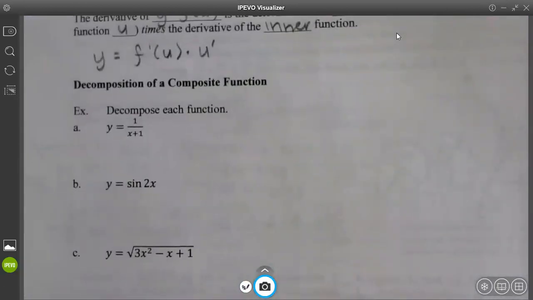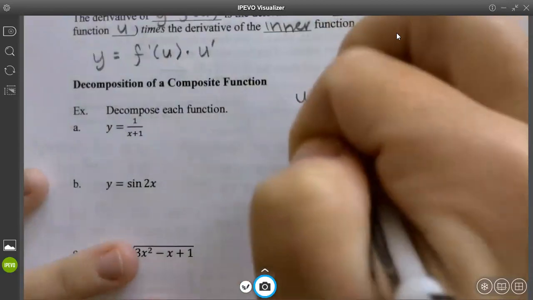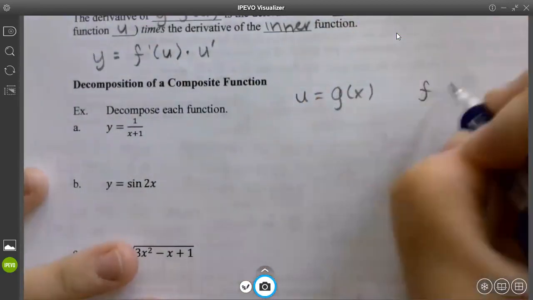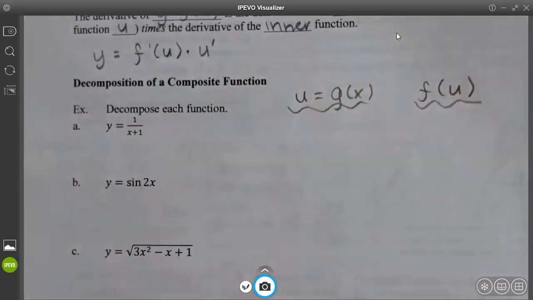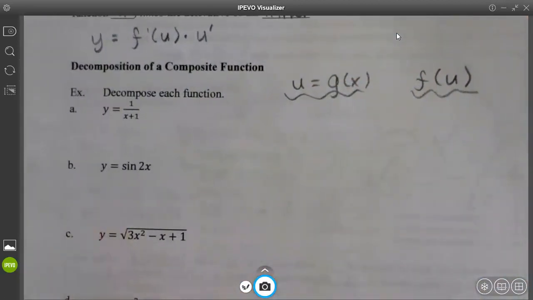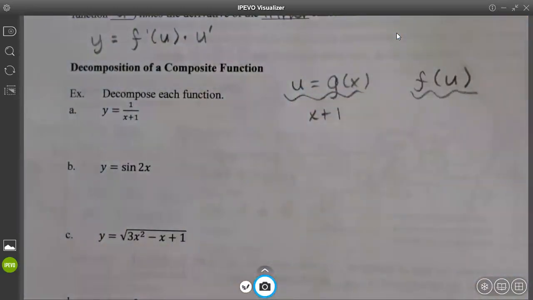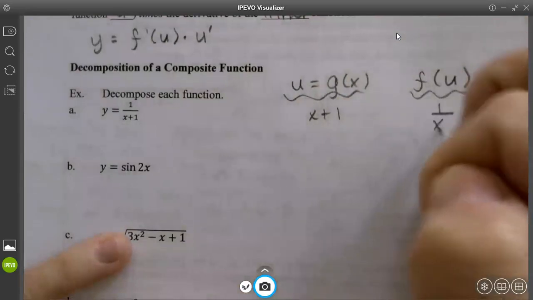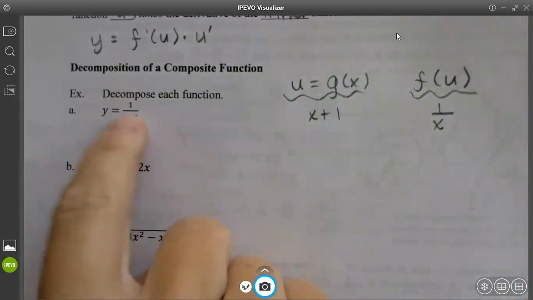So on these, we're not finding the derivative. We're just going to decompose and talk about the two different functions that we have. So remember, we have an inner and we have an outer. So the inner one is a little bit easier to figure out. But I think they're all easy to figure out. What is the function inside the function? So what part of this makes it hard? X plus 1. And your f of x would be 1 over x, what would make it easy if that was just x. So we replaced x with x plus 1 right here.